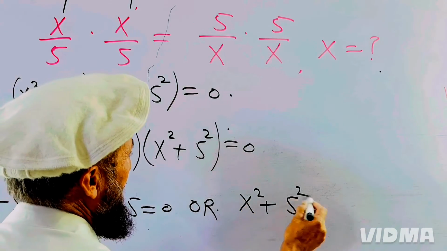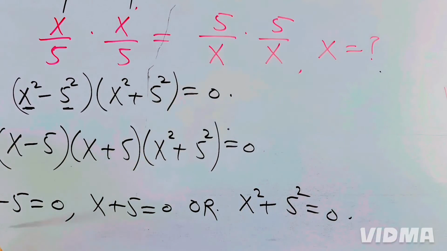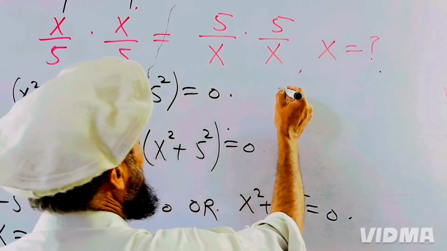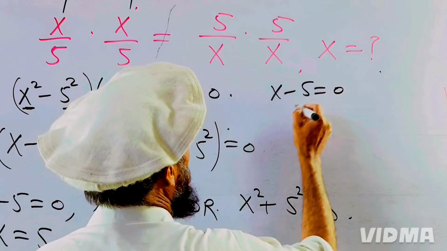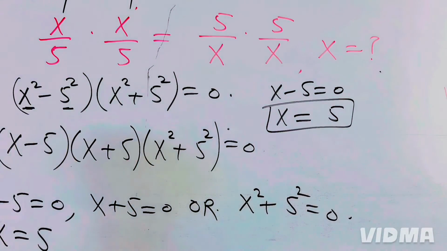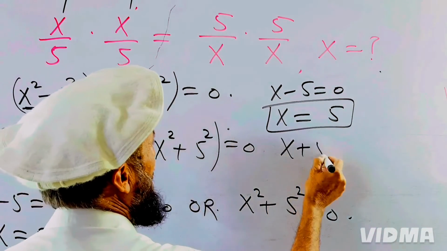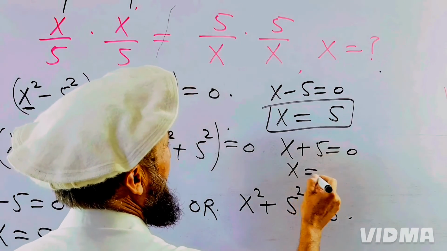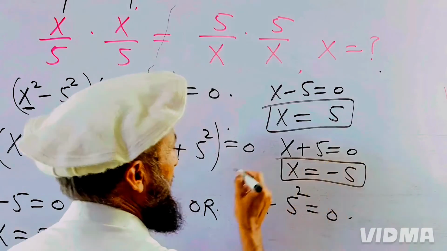x minus 5 is equal to 0, and x plus 5 is equal to 0, or x square plus 5 square is equal to 0. Now we transfer this result, we get x is equal to 5. x minus 5 is equal to 0, we transfer this result, x is equal to 5. We get one of the answers. And the second condition, x plus 5 is equal to 0, we transfer this result, we get x is equal to minus 5.